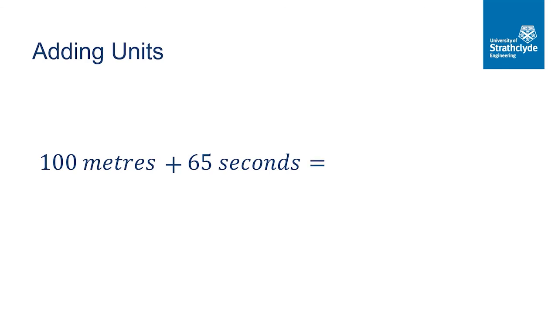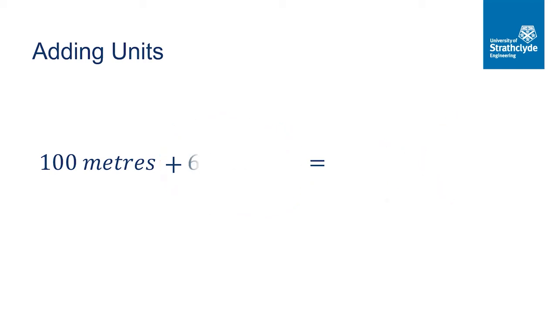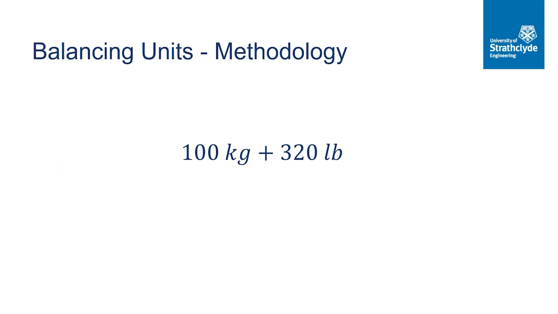Now, what is that going to give us? Is that going to give us anything? Well, it's not going to give us anything meaningful. So what we need to do is make sure that the seconds is actually also meters. And if that's meters, then we can go ahead and add those two together. So here's a basic form of balancing units. Here we have the same unit, 100 kilograms. So we know we're talking about the same physical property: 100 kilograms adding 320 pounds to 100 kilograms.